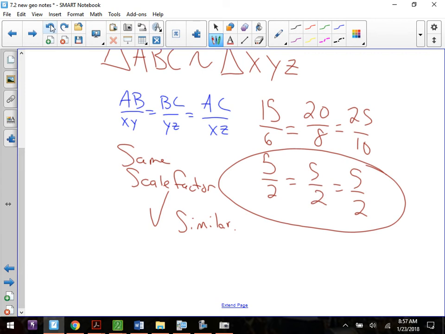So that's what you do. That's how you're checking to see if something is similar. If so, you just write out the similarity statement and you check the 3 fractions. If all 3 of them simplify to be the same thing, great. If they don't, then you know it doesn't work.